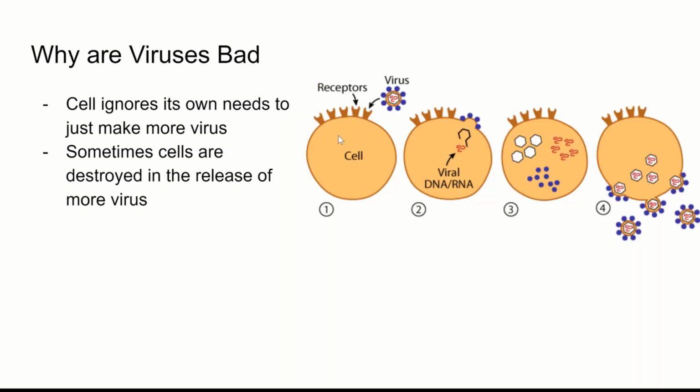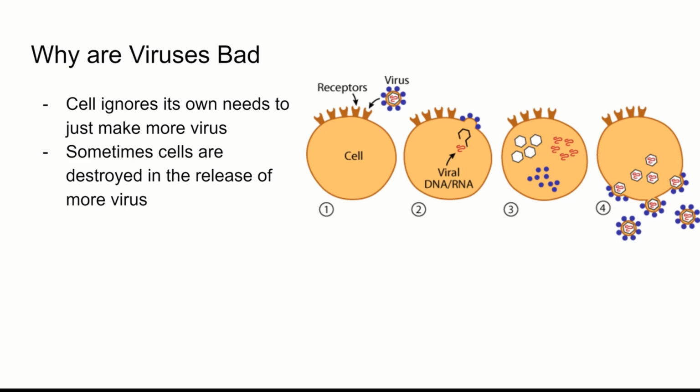But why are viruses bad? Viruses turn cells into virus-making factories. They co-opt or take over all of the cell's activities and make it so that the cell only focuses on making more virus. So the cell will not bother making energy. It won't care about making its own proteins. It won't care about stabilizing anything having to do with itself, and just focuses on making more virus.